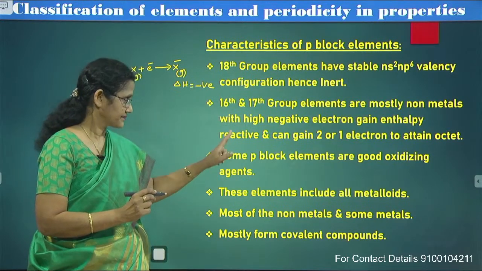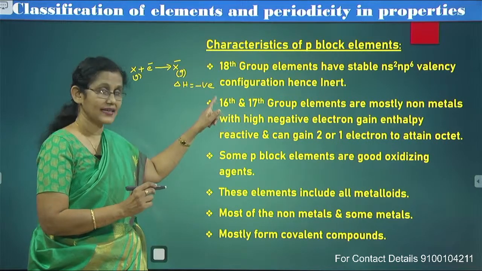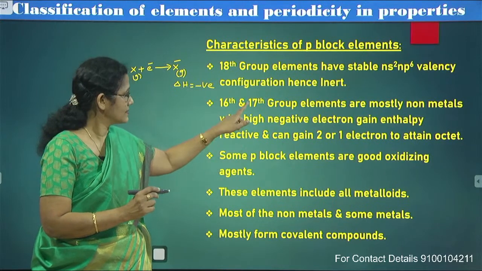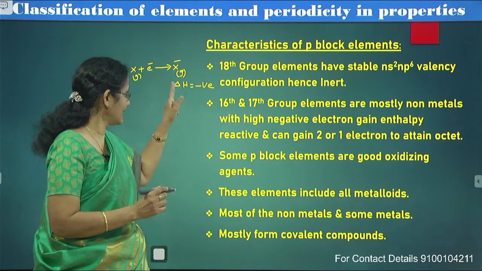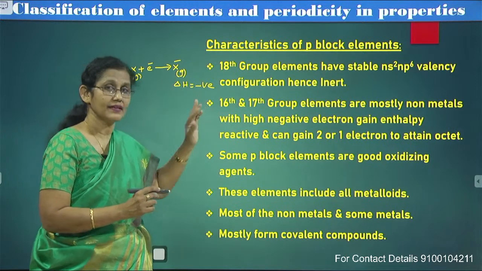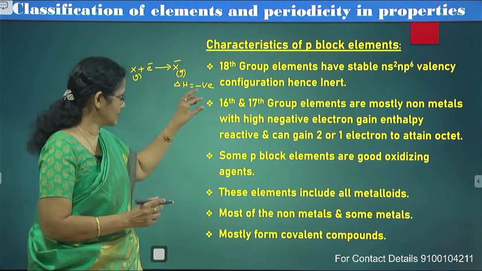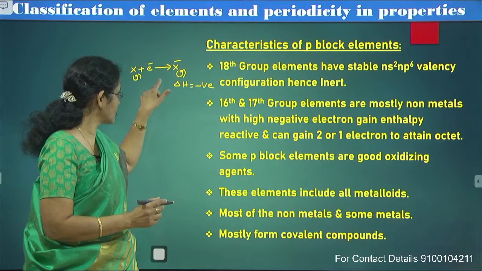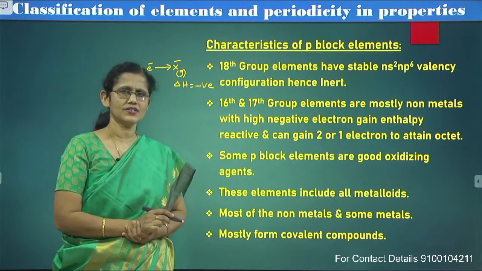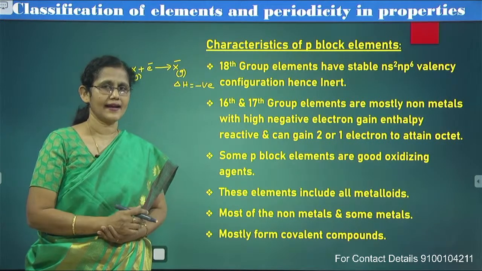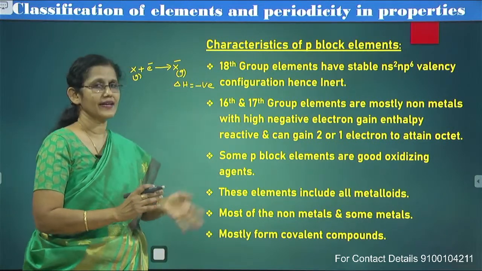They are mostly all non-metals, and 16th group elements can gain 2 electrons to attain a stable octet. 17th group elements can gain 1 electron to complete the octet. So, they readily accept electrons. They have negative electron gain enthalpy. What is electron gain enthalpy? The amount of energy released when an electron is added to an isolated neutral gaseous atom. That is called electron gain enthalpy.